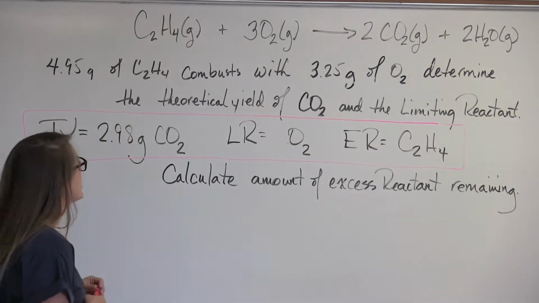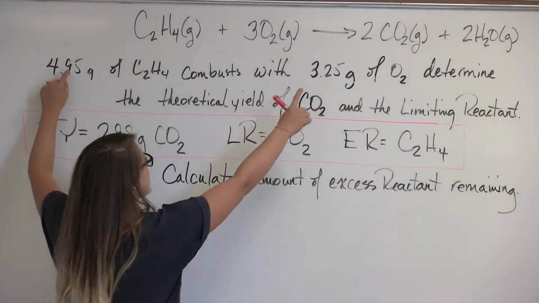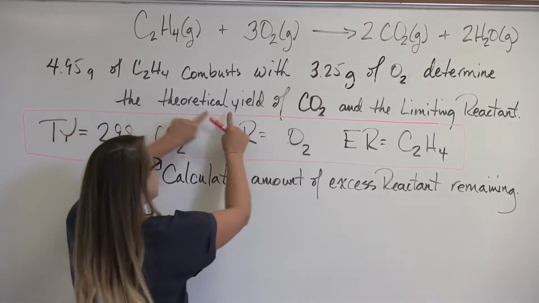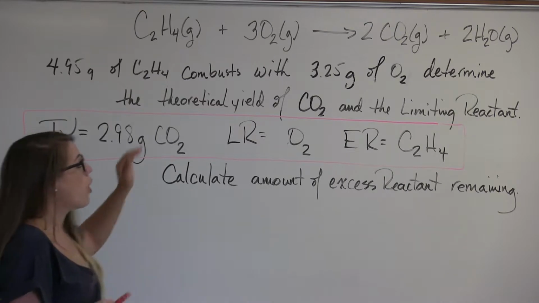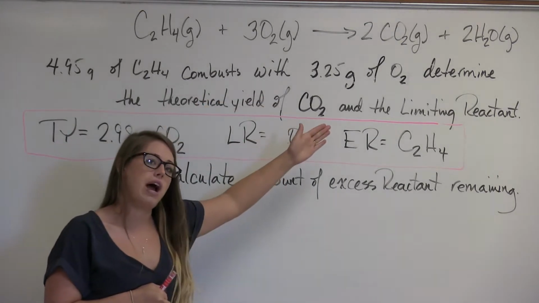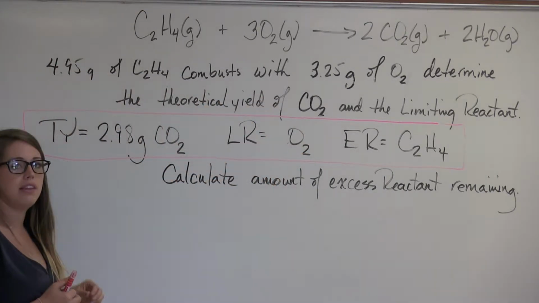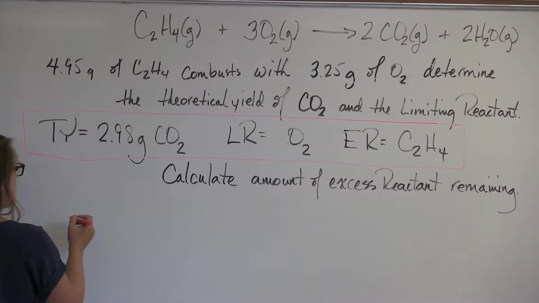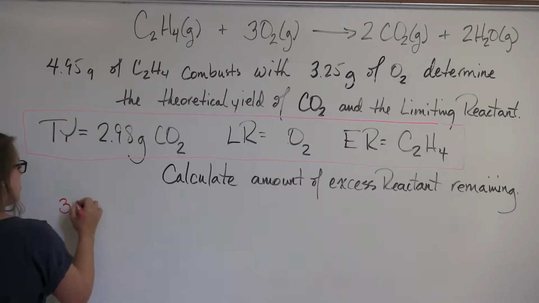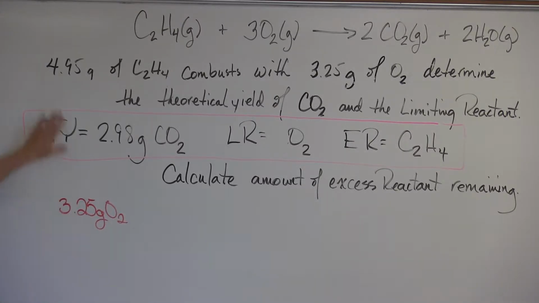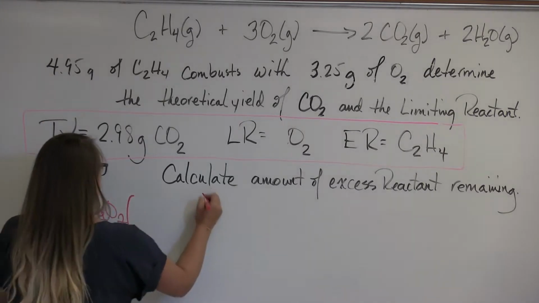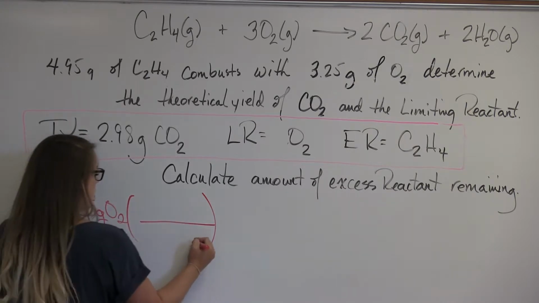So instead of comparing both of our reactants to a product, we're going to compare the two reactants to each other. Because if we run out of oxygen, I can figure out how much of the ethylene I have left over. So we're going to start with our limiting reactant, which is 3.25 grams of oxygen, and compare it to grams of ethylene. So we need to get it into grams of ethylene. First step is to get this into moles.